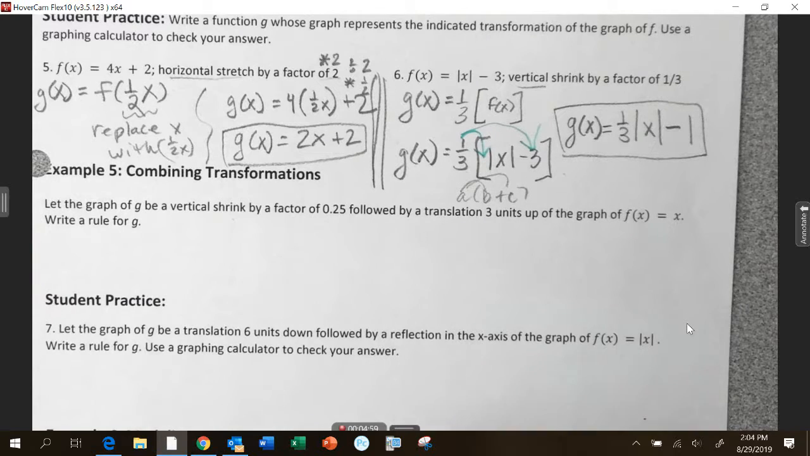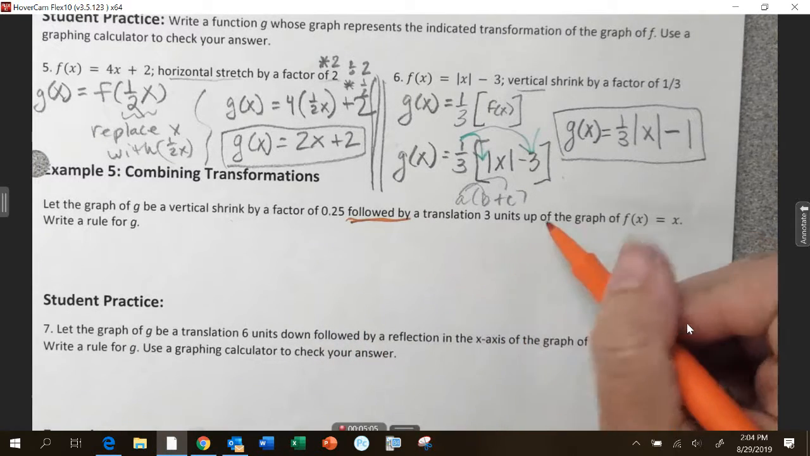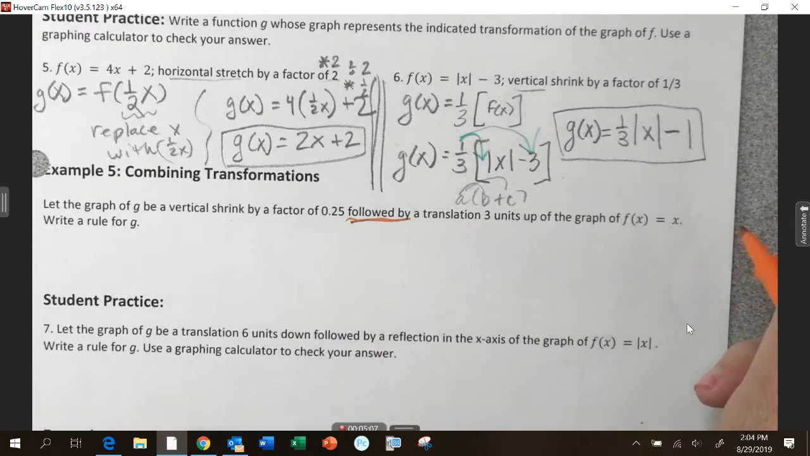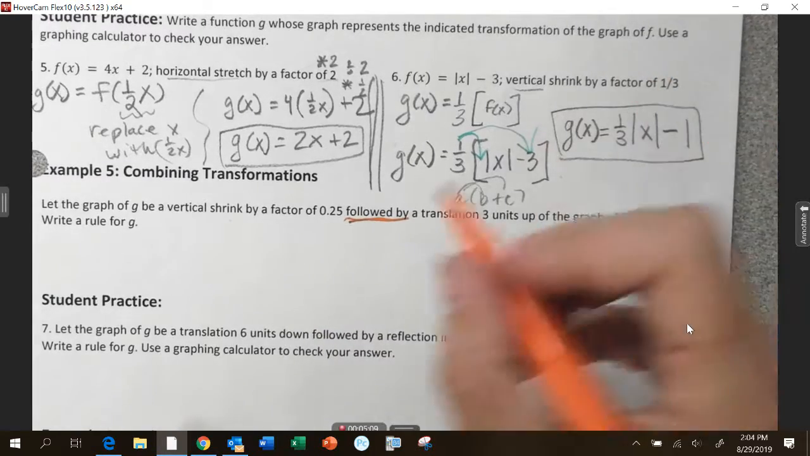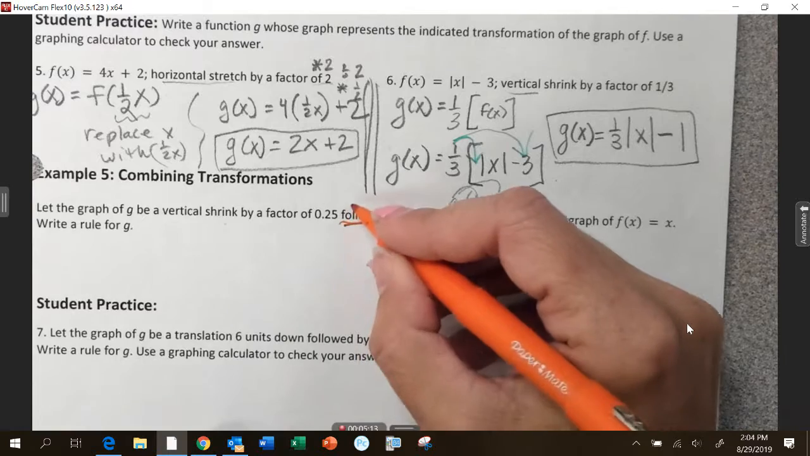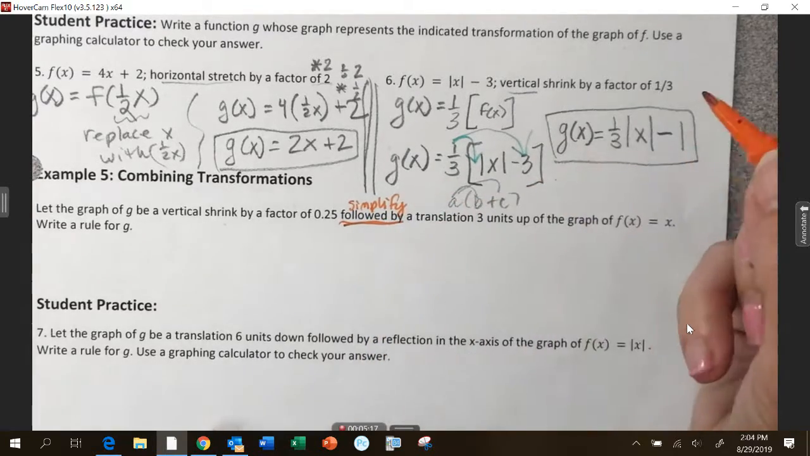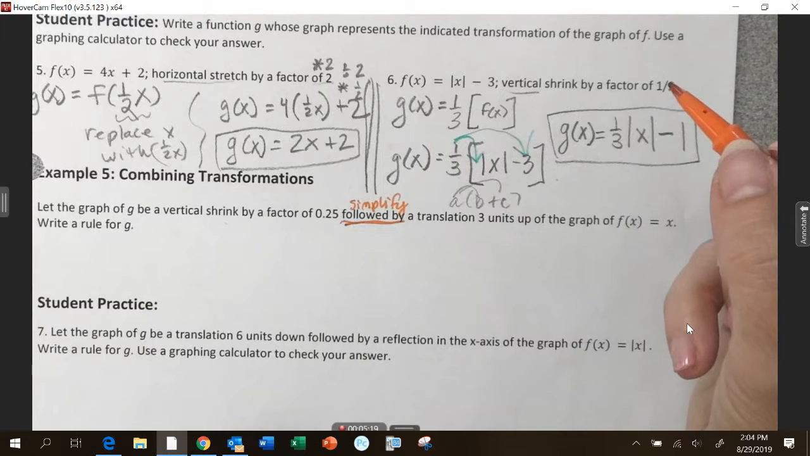So let the graph be a vertical shrink by a factor of 0.25 followed by a translation 3 units up of the graph of f of x equals x. Okay, so this followed by is kind of like the halfway point. This is the point in the middle where we're going to simplify. If it says followed by, we're going to simplify.